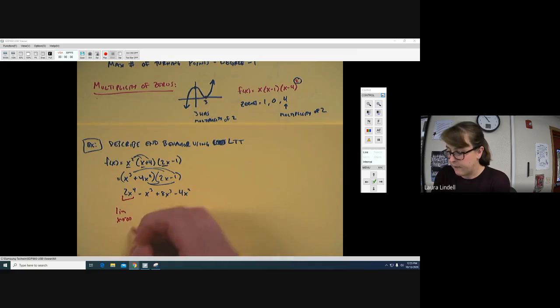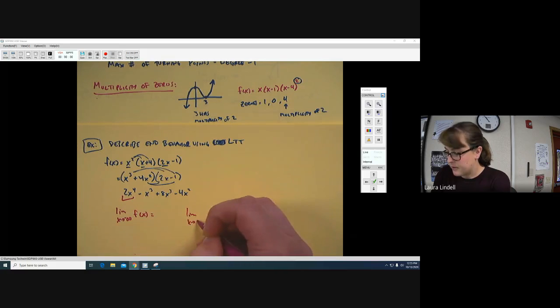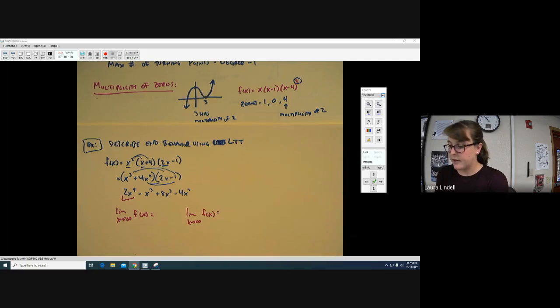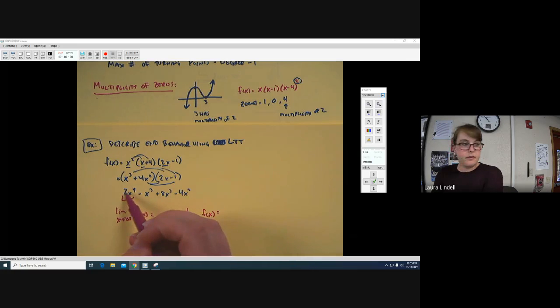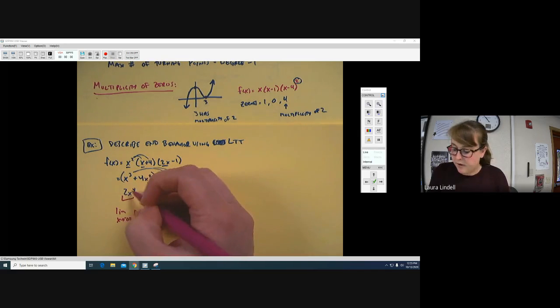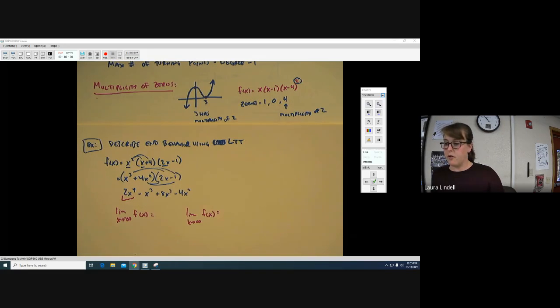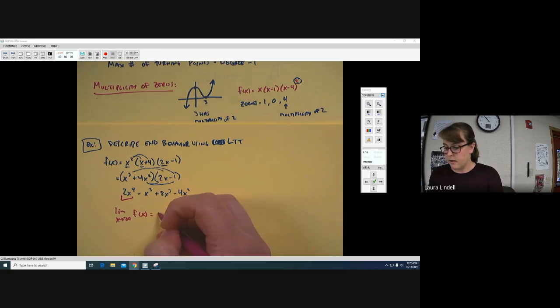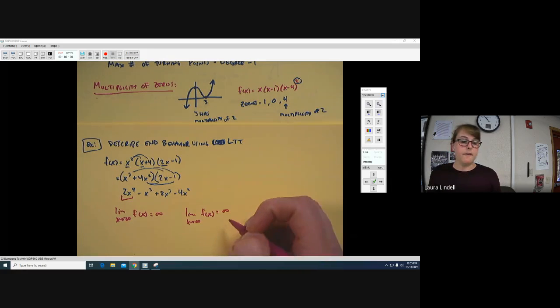So the limit as x goes to negative infinity of f of x, and the limit as x goes to positive infinity of f of x. And since it is a positive leading coefficient, and n is odd, or sorry, n is even, gosh, positive and even, you can look back at your notes if you need to and remember that the positive and even case is where both ends are pointing up. So we would know that the limit on both of them is infinity.